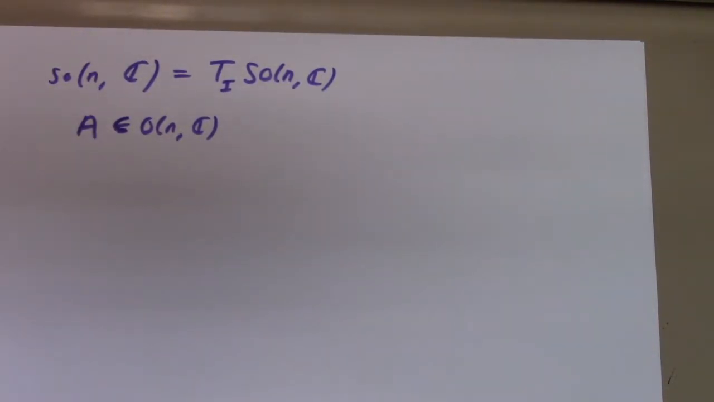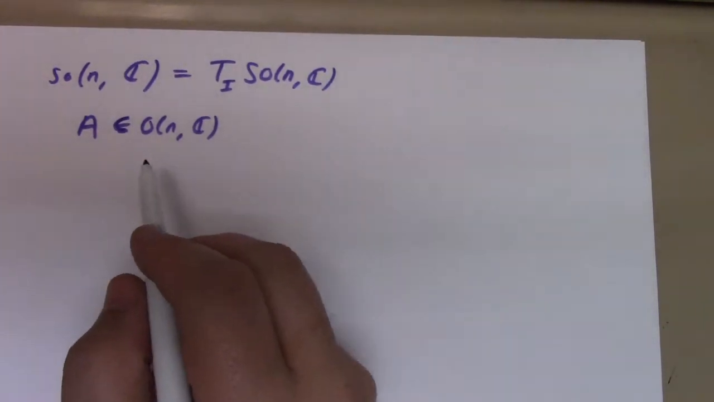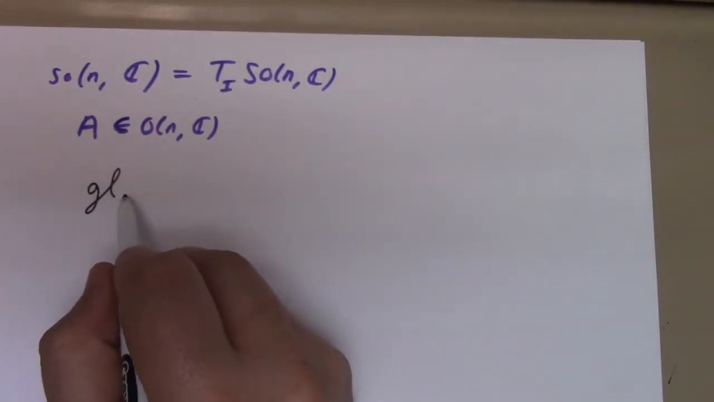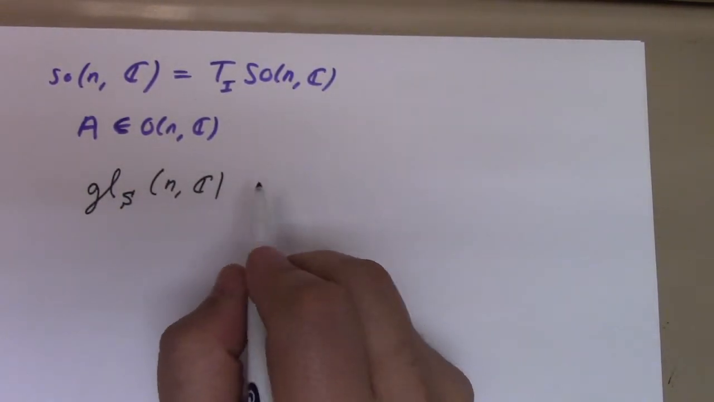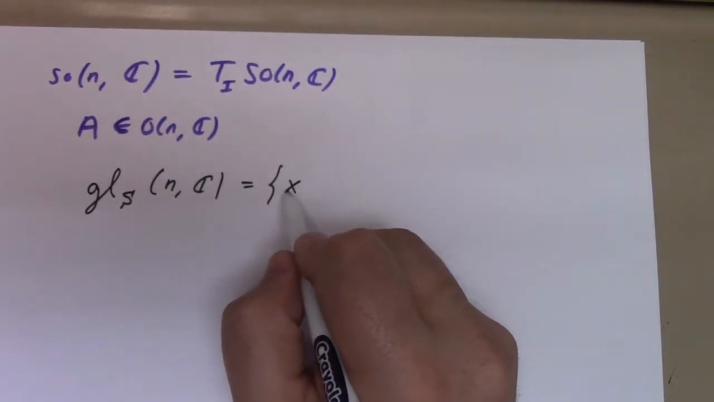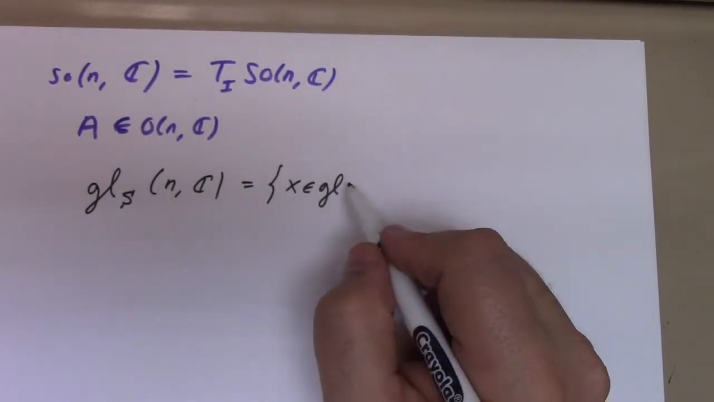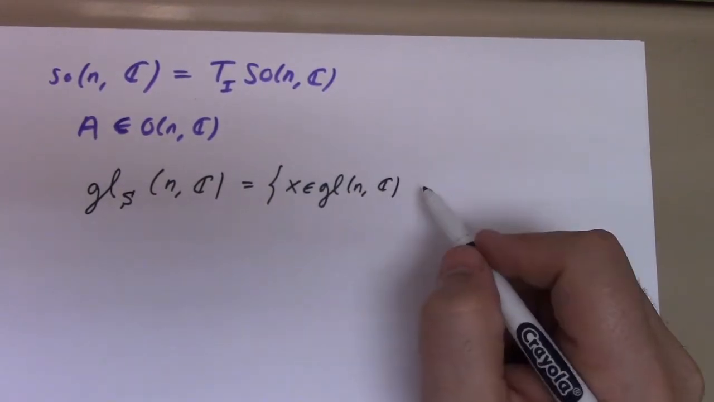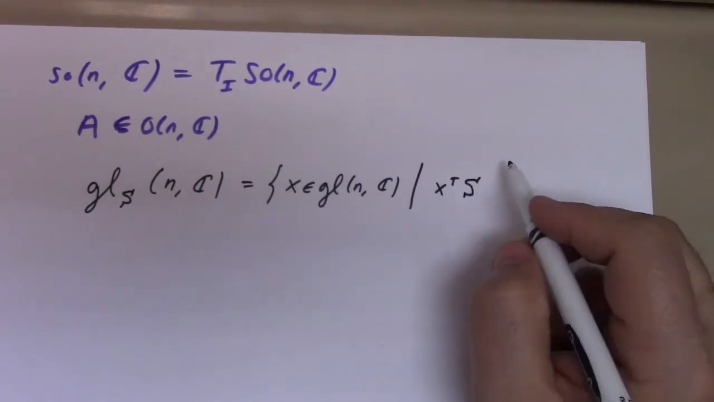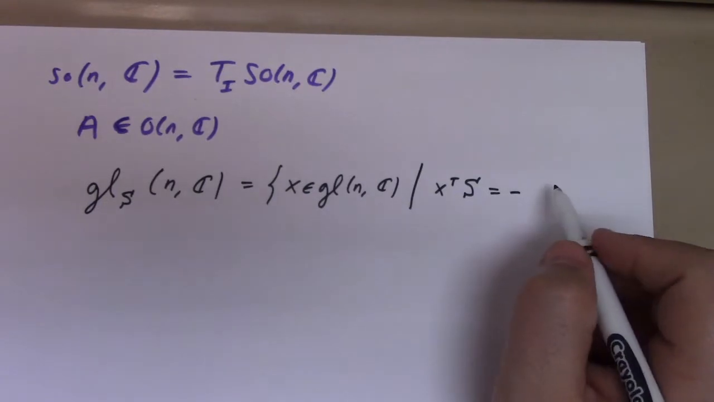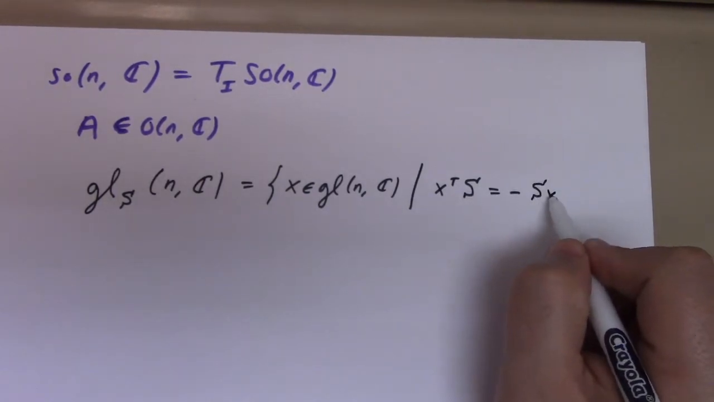Anyway, he defines... excuse me. Well, he says that they're all special cases of this GL sub S NC, where he's defined them to be X in the basically n by n complex matrices GLNC, such that the transpose of X times S is equal to minus S times X.